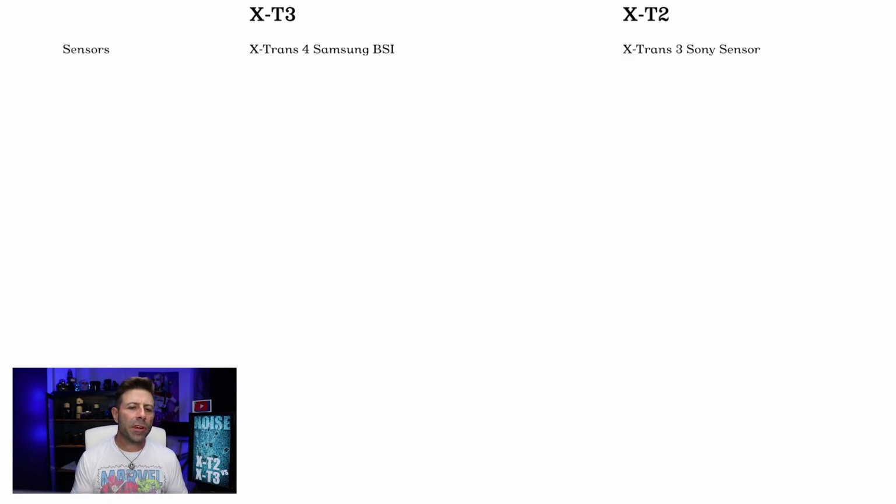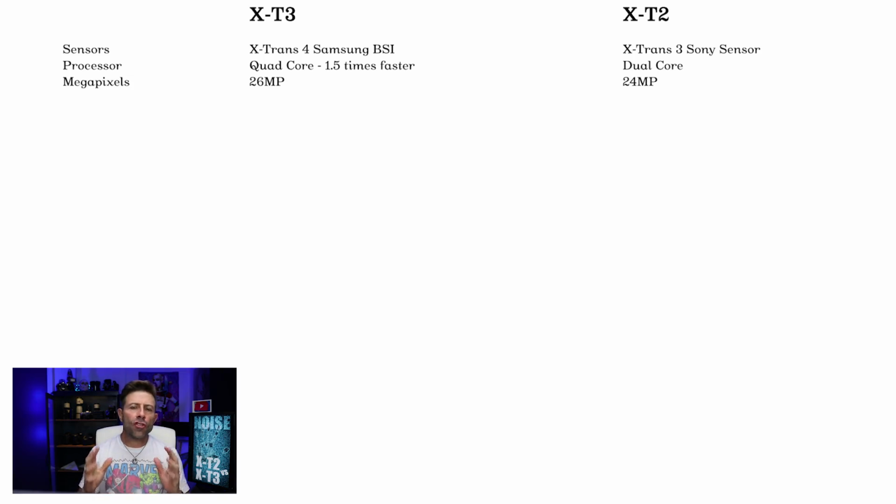Now, getting right into the boring stuff here, which is the specs, right? So let's go through it. I'll try to go through it really quick, but we need that to just get a basis between the two cameras to make this decision that we need to make. So let's get right into it. The X-T3 sensor is an X-Trans 4 Samsung BSI sensor, most likely Samsung, whereas the X-T2 is an X-Trans 3 Sony sensor. Now, as far as the processor goes, we have a quad-core processor in the X-T3, whereas a dual-core in the X-T2. So that X-T3 is probably about 1.5 times faster than the X-T2 is.